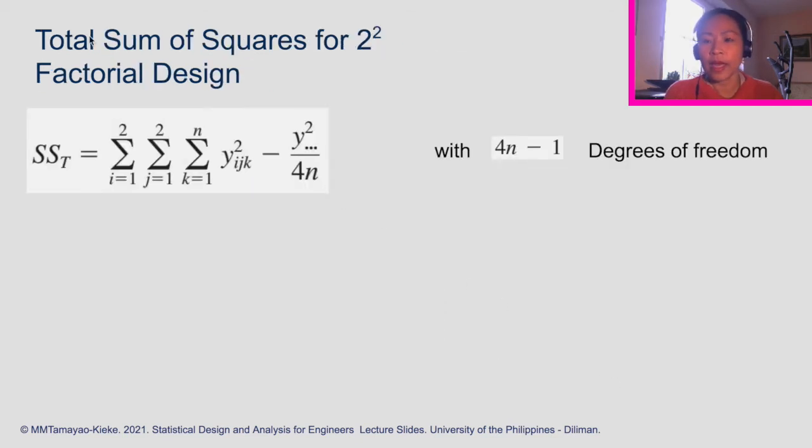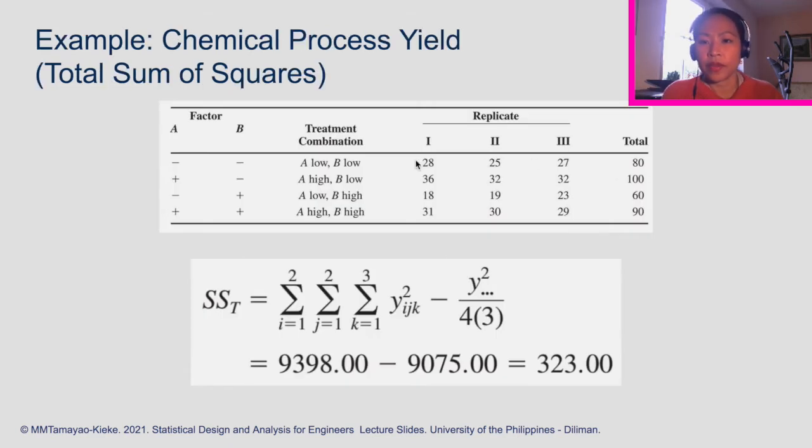Now, the total sum of squares for a 2 to the 2 factorial design can be computed using this familiar equation here. Again, you have the sum of the squares of all your observations minus your grand total squared divided by 4 times n. And this has 4 times n minus 1 degrees of freedom.